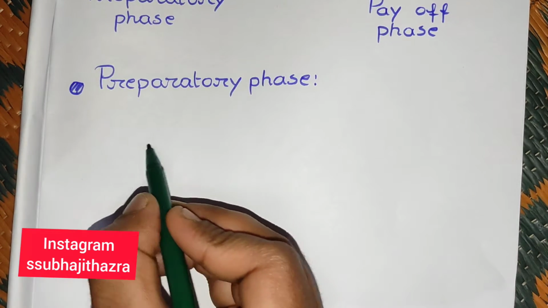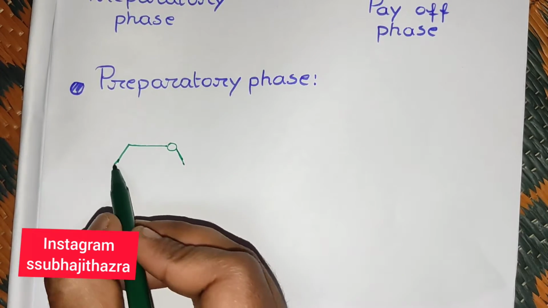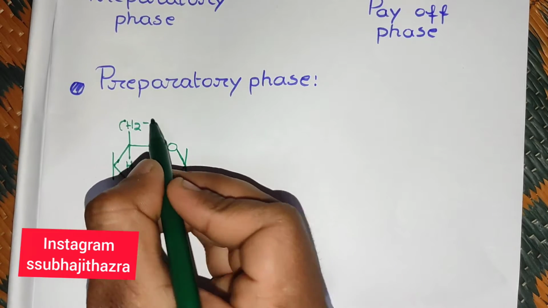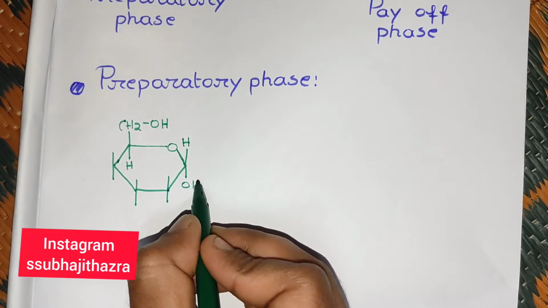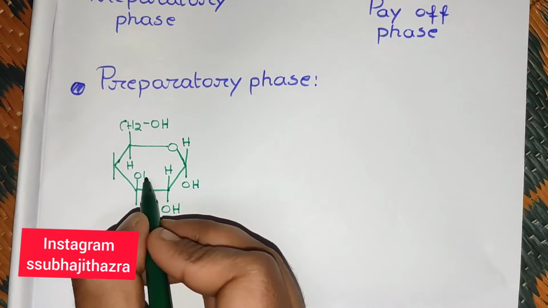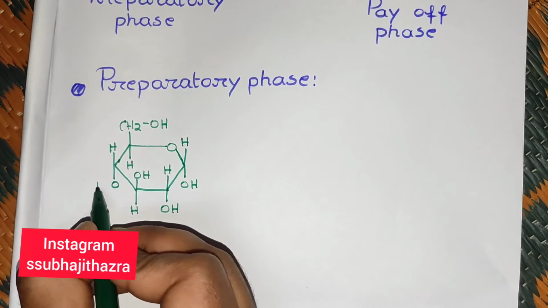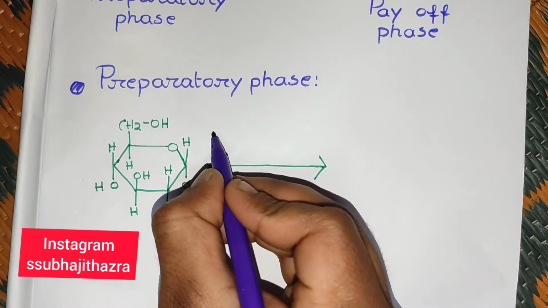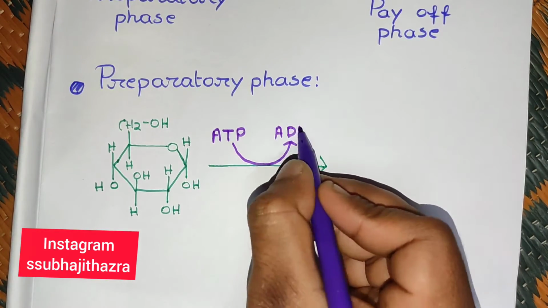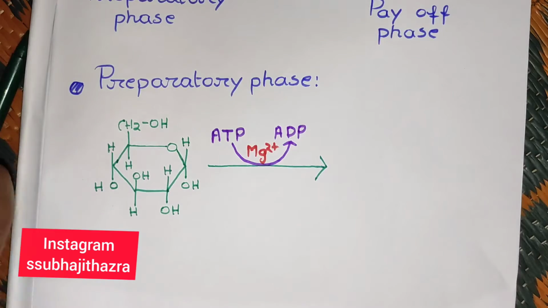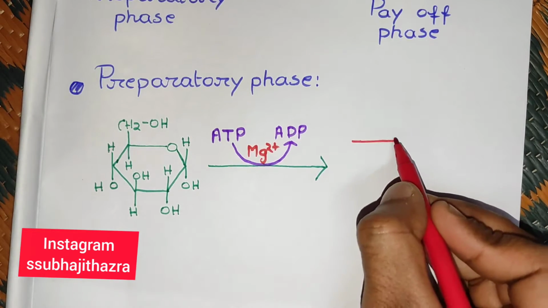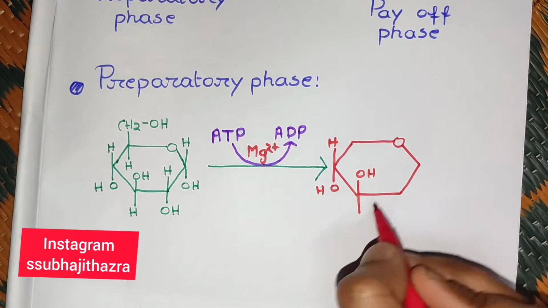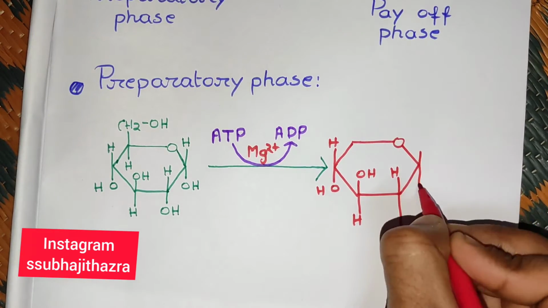The first step of the preparatory phase is the conversion of glucose to glucose 6-phosphate in the presence of hexokinase. This is the energy dependent step. ATP is needed, Mg2+ is also needed. This is the structure of glucose. ATP is transformed into ADP. The gamma phosphate of ATP is transferred to the 6 carbon of the glucose. That is why it is called glucose 6-phosphate.